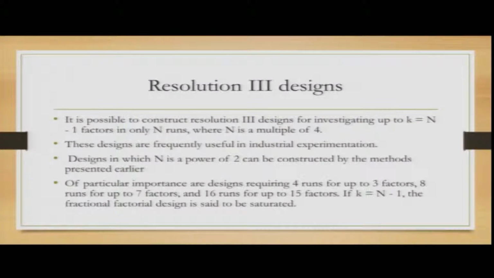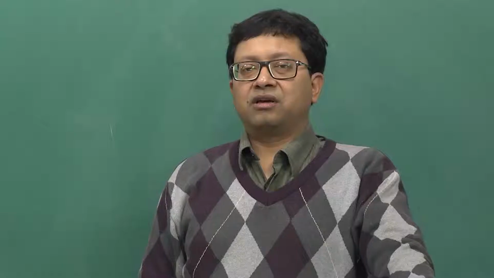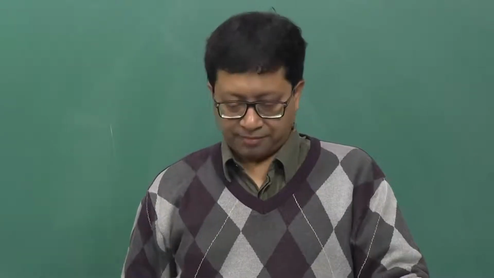Which combinations you are going to take to find out the best so called effects from the factors would be dictated accordingly. Of particular importance are the designs requiring 4 runs for which up to 3 factors are there, 8 runs for up to 7 factors, 16 runs for up to 15 factors, and so on. If k is n minus 1, you remember it was 2 to the power k minus p. So, if k is n minus 1, the fractional factorial design is said to be saturated, because any more addition of factors would not give you any additional benefit in trying to predict or find out the so called effects of the models.